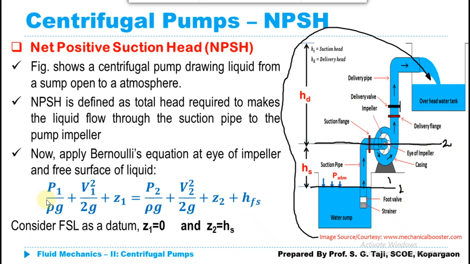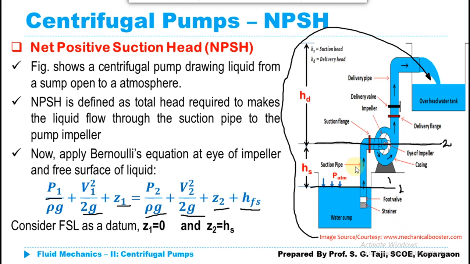So P1 upon rho g is the pressure head at the free surface of the liquid, plus V1 square upon 2g, that is the velocity head at section 1, and Z1 is the elevation of section 1 from the datum line. P2 upon rho g is the pressure head at section 2. V2 square upon 2g is the velocity head at section 2. Z2 is the elevation head at section 2.